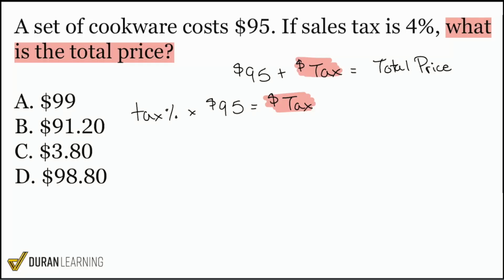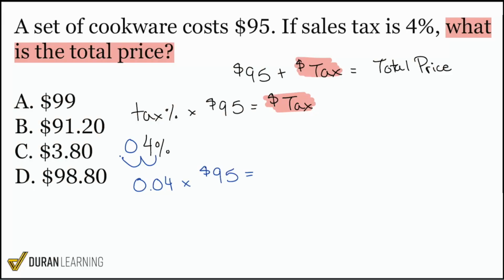So here we go, everybody. We'll plug in our tax percent, which is 4%. Then we convert it into a decimal. Always move it twice to the left. 1, 2. There's a 0 right there. So we have 0.04 multiplied by $95. And let's get to work.